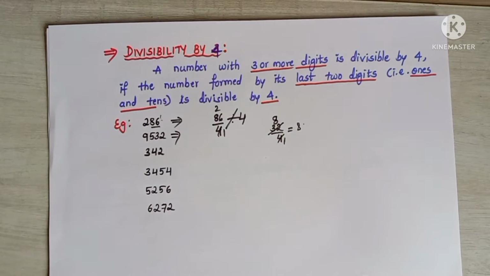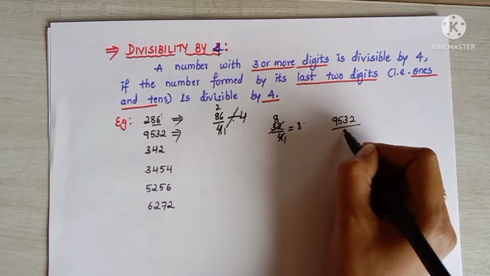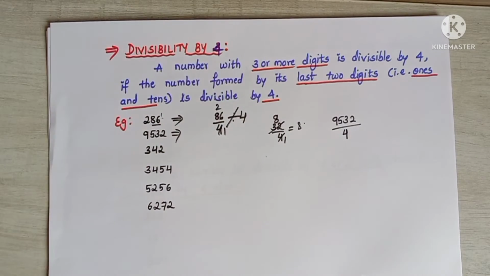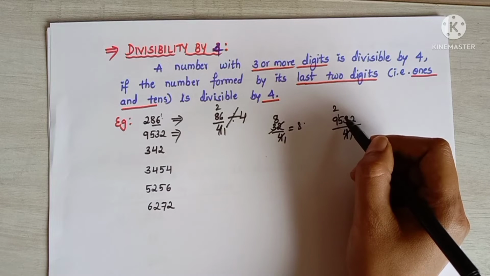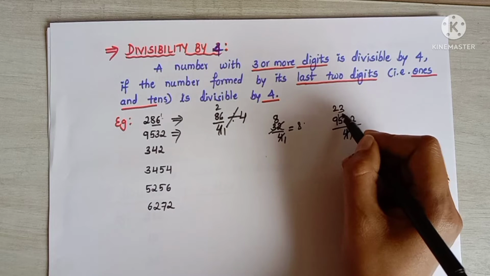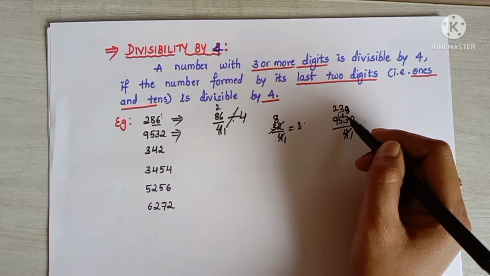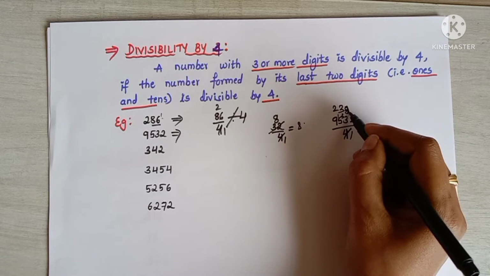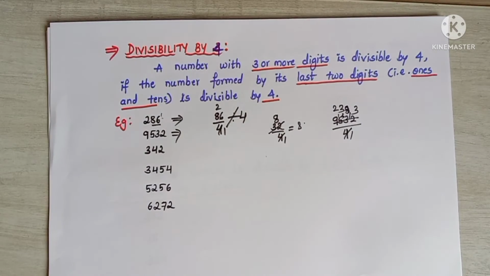Let us cross check. That is 9532. Let us take divisibility by 4. 4 twos are 8. 4 threes are 12, we are left with carry 1. This will be 13. 4 eights are 32, we carry 1. This will be 12. 4 threes are 12. Therefore, the number 9532 is divisible by 4.